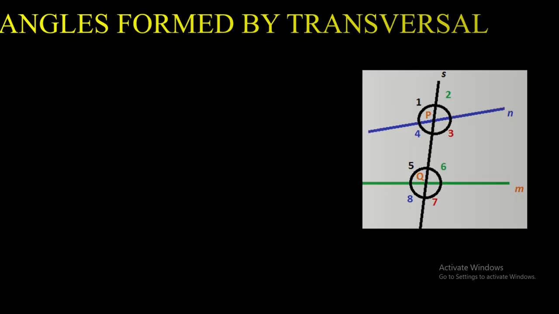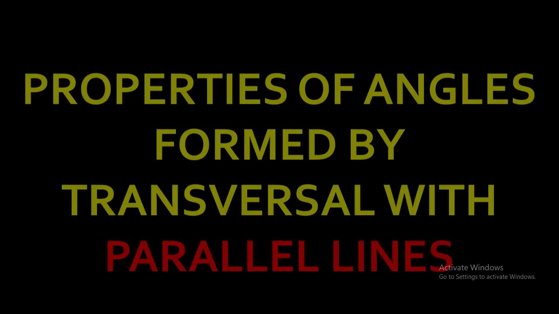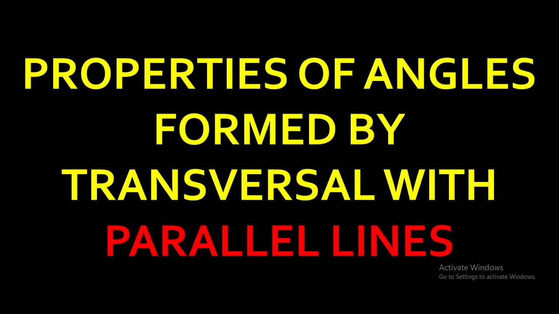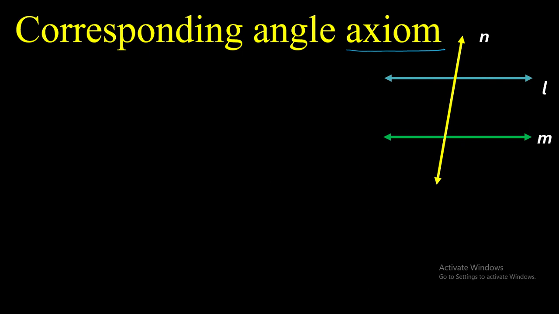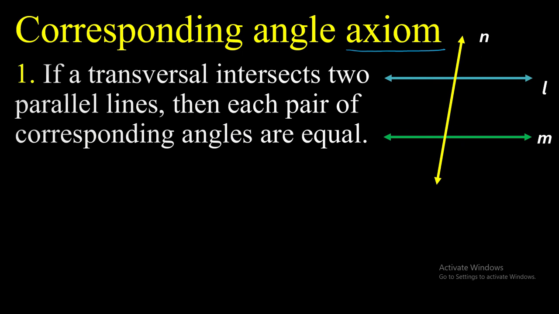Now, in today's tutorial, we'll be talking about the properties of these pairs of angles formed by a transversal with parallel lines. That means this time we'll be having parallel lines. So the first pair of angles is corresponding angles, and the property related to corresponding angles is given in the form of an axiom which states that if a transversal intersects two parallel lines, then each pair of corresponding angles are equal.